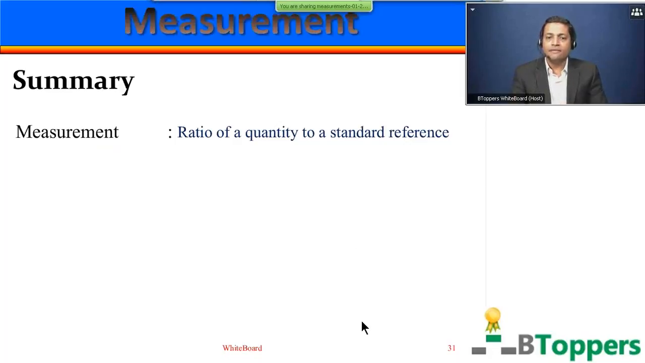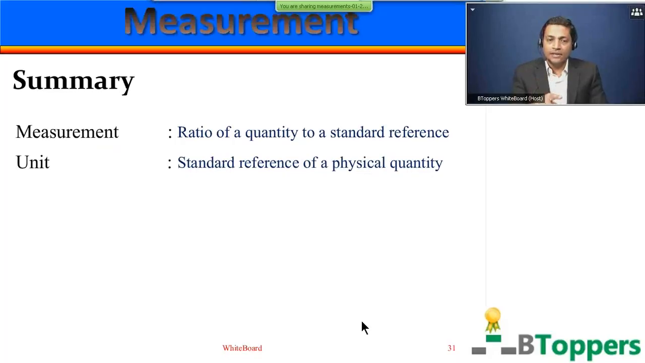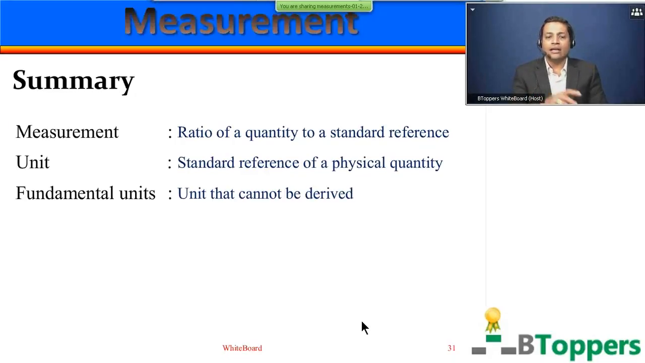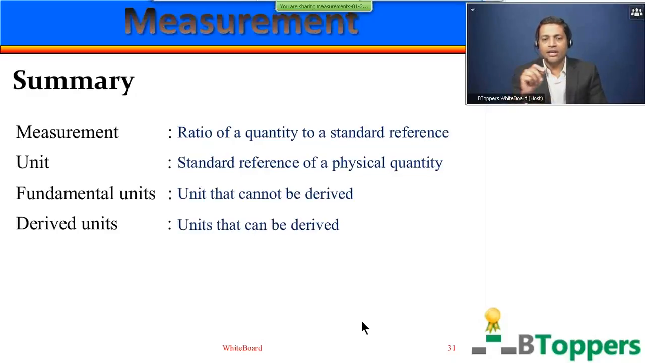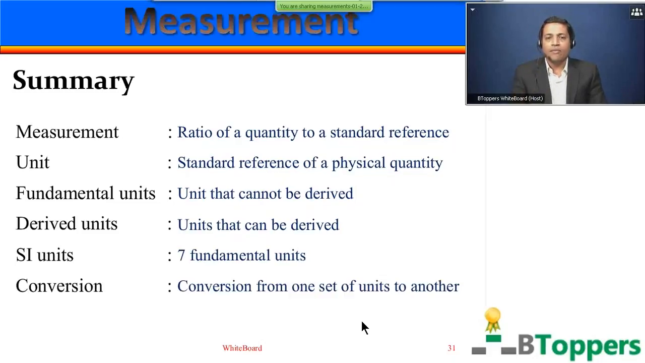And then measurement itself is the ratio of a quantity to a standard reference. The standard reference is itself called the unit of the quantity, and then there are fundamental units which cannot be derived or which need not be derived, and then there are units which can be derived, which are known as derived units. And how many fundamental quantities are there? There are 7 fundamental quantities.